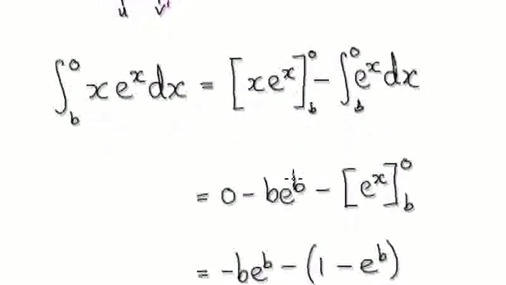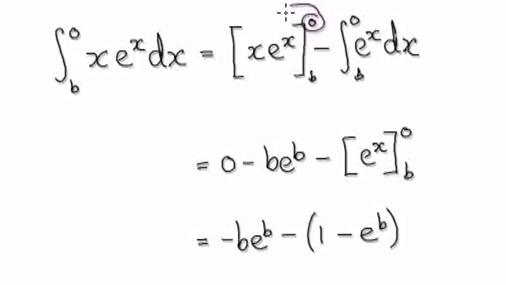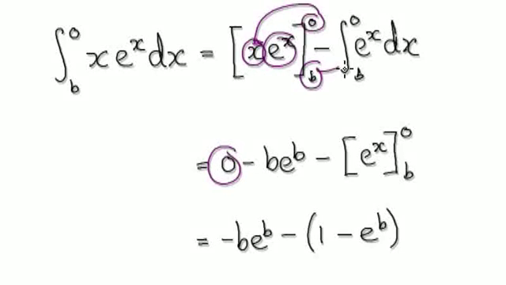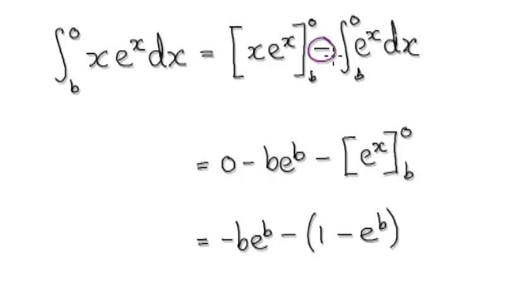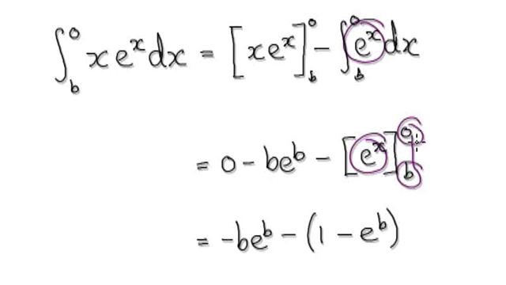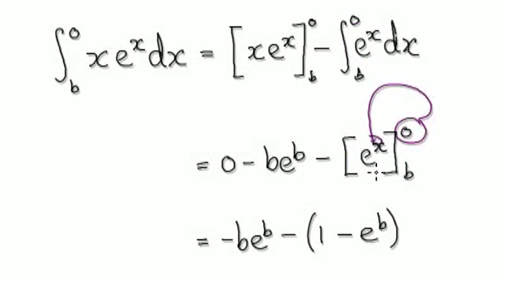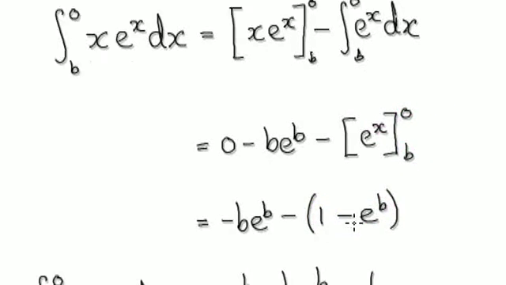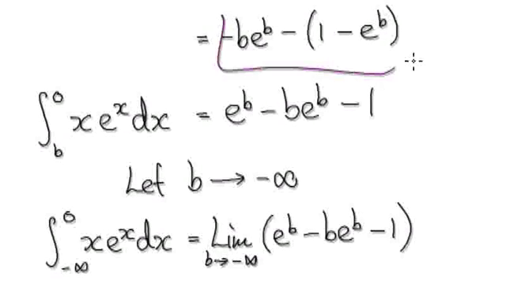So now evaluate this. When you put 0 into here, this would be 0 times this. That would be 0. Put B into here, that would be e to the power of B. And then you've got minus, that's this minus here, and then now integrate this from B to 0. When you integrate this, it becomes this from B to 0. So put 0 into here, that will be 1. Put B into here, that will be e to the B. So that will then give us this.